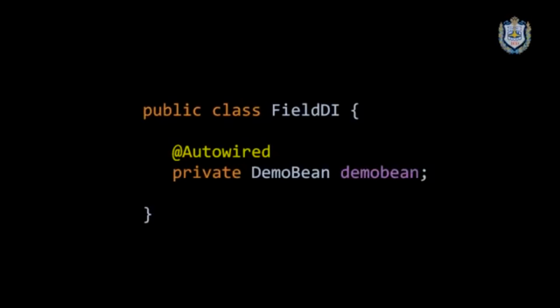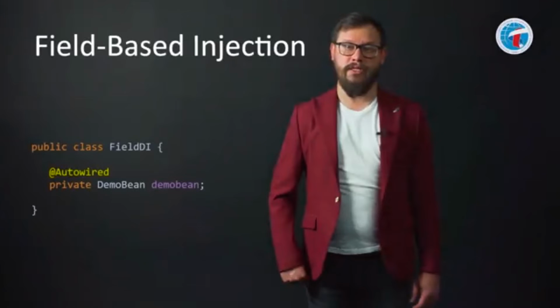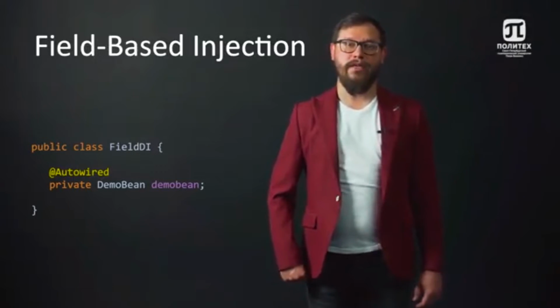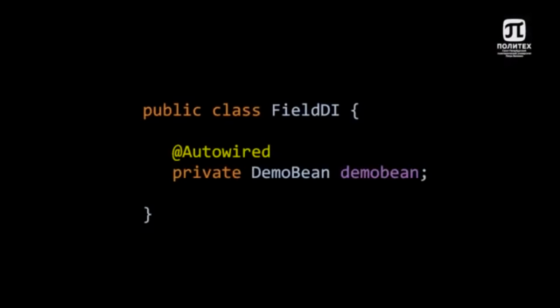In the case of field-based DI, we can inject the dependencies by marking them with an @Autowired annotation. While constructing the field DI object, if there is no constructor or setter method to inject the demo bean, the container will use reflection to inject the demo bean into the field. This approach might look simpler and cleaner, but it is not recommended because it has a few drawbacks, such as this method using reflection to inject the dependencies, which is costlier than constructor-based or setter-based injection.